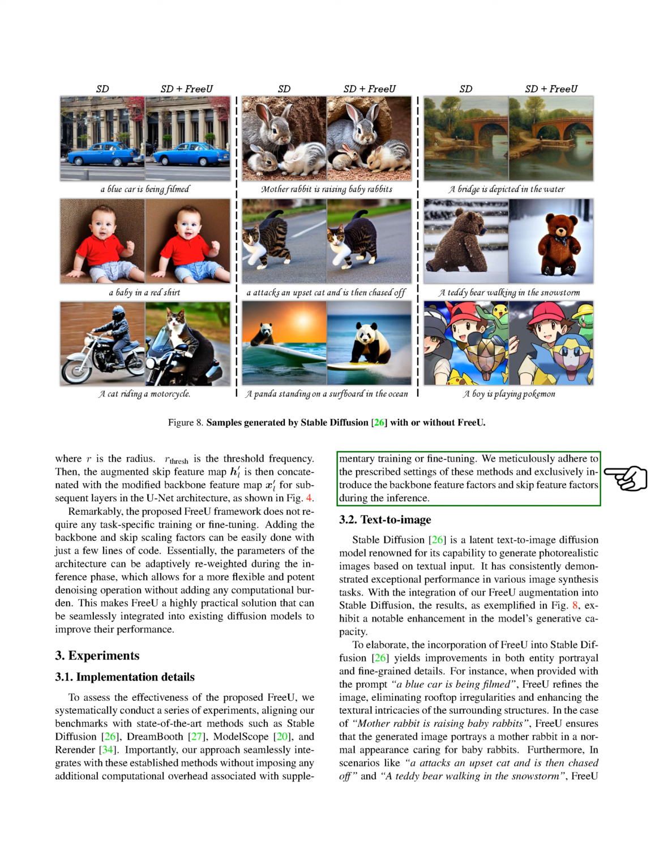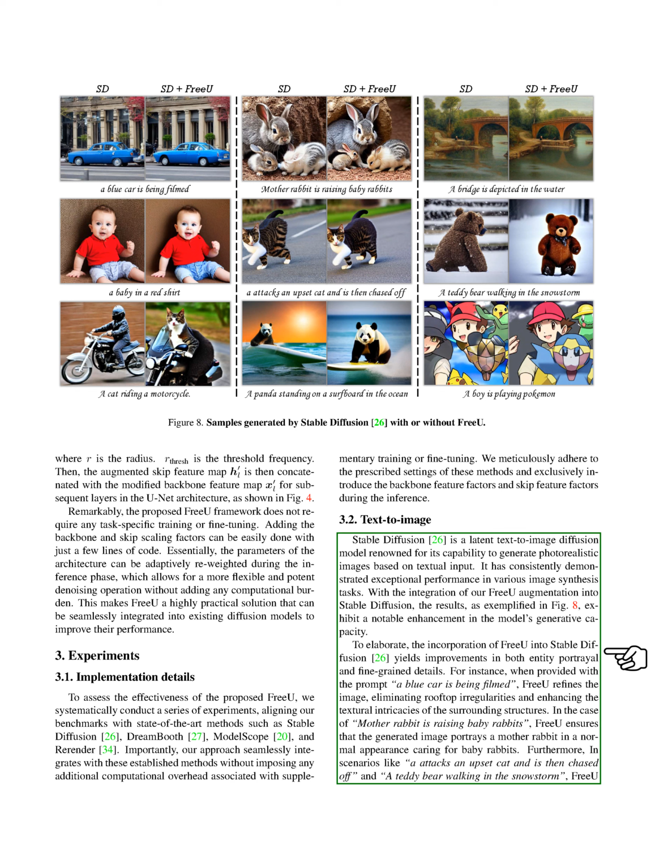When we integrated our FreeU method into Stable Diffusion, we saw a significant improvement in the model's ability to generate images. For example, when given the text, "A blue car is being filmed," FreeU improved the image by removing irregularities on the car's roof and enhancing the details of the surrounding structures. Similarly, when given the text, "Mother rabbit is raising baby rabbits," FreeU ensured that the image accurately depicted a mother rabbit caring for her babies.